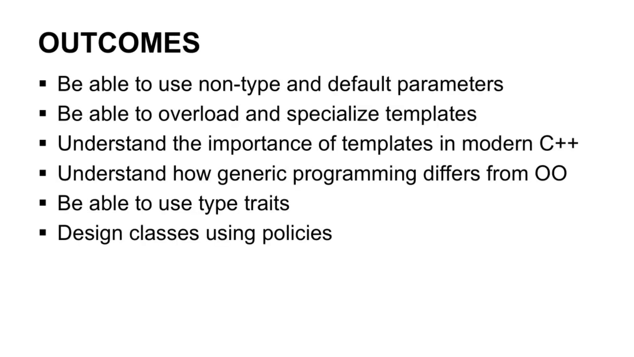By the end of the course, you'll be able to use non-type and default parameters and be able to overload and specialize template classes and functions. You'll also understand how important templates are in modern C++ and how generic programming differs from OO programming. You'll also be able to use features such as type traits and policy-based design to create robust and practical modern C++ code.